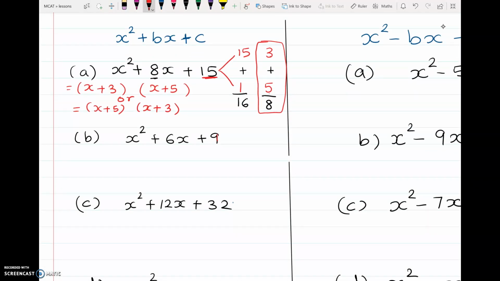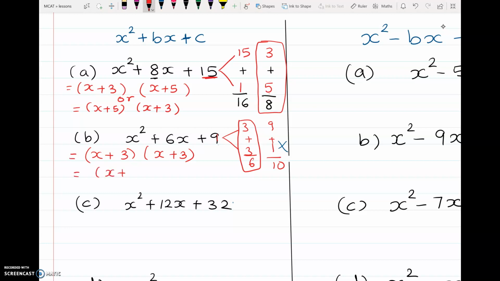Let's look at the second one now. We'll follow the same strategy. Look for two numbers that times to 9. So multiples of 9: 3 and 3. And clearly I can see they add to 6. I can also take 9 and 1 and they add to 10, so this will not work. That means we are not going to take this one, and we'll take the factors 3 and 3. Put the double brackets and put your factors inside: plus 3 and plus 3. Now this can also be simplified as x plus 3 whole squared.